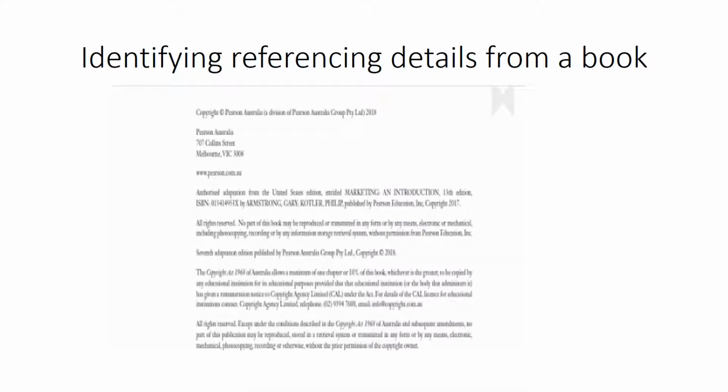Now, we did find the name of the publisher and the place that it was published by looking in the catalogue entry. But you can see that that information is also provided here, and just underneath that it tells us that the Pearson Australian office was in Melbourne. So this information is usually on one of the inside covers, one of the inside pages early in the piece.